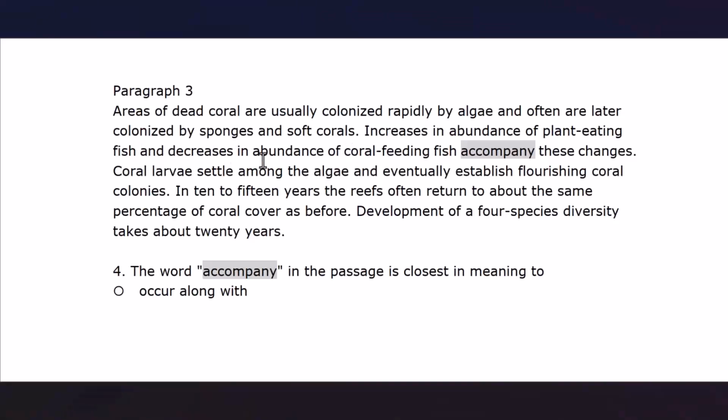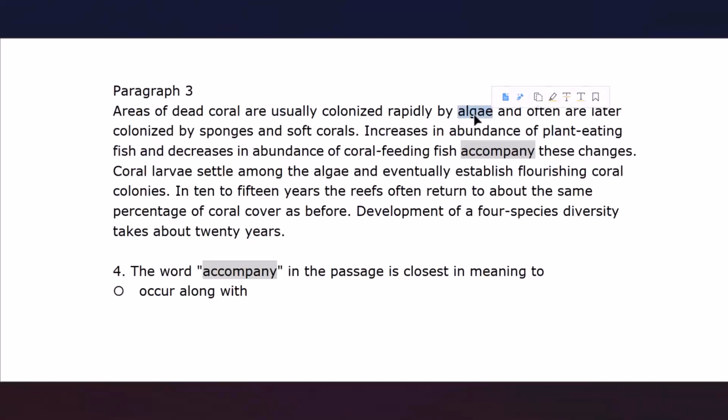And since this decrease comes with this increase in abundance of plant eating fish, it seems that this increase in abundance of plant eating fish is an indirect consequence of coral destruction.